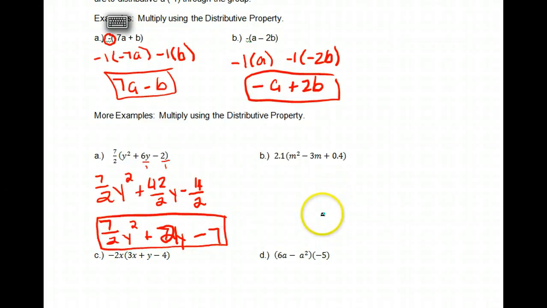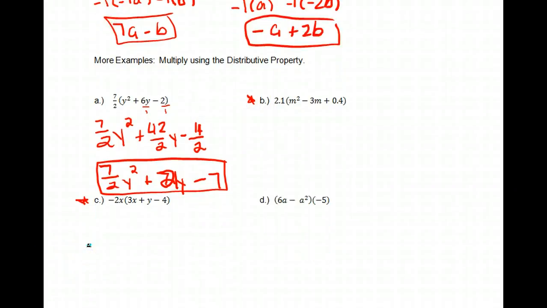In letter B, we're going to distribute in a decimal. We do exactly the same thing there. Why don't you guys go ahead and try letter B, letter C, come back together after you're finished, and we'll solve them together to make sure you have the right answer. Go ahead and pause the recording now.